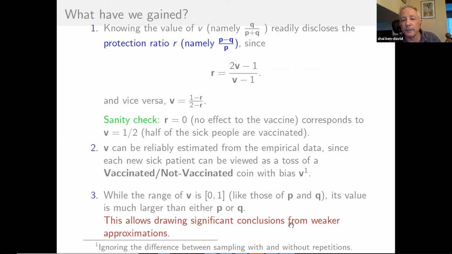to draw significant conclusions from weaker approximations based on the empirical results. So we made progress. Now we have variables that are more likely to be reliably estimated because they're larger ratios. And we also know how to analyze it because it behaves exactly like a coin flip. You see the results of coin tosses and you try to estimate the bias of the coin. And from that, we will be able to calculate the protective ratio.